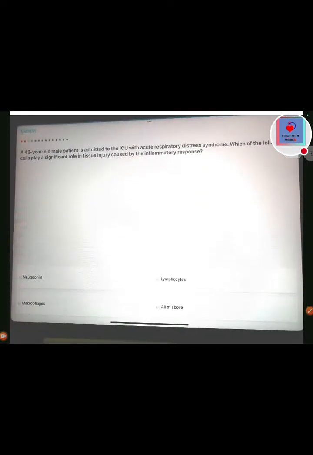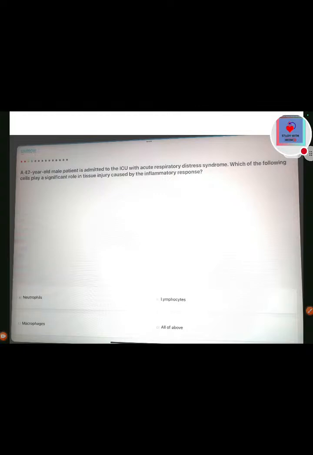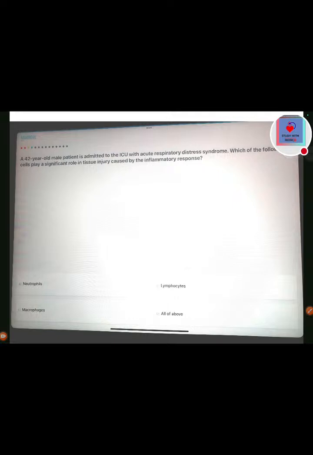A 42-year-old male patient is admitted to the ICU with acute respiratory distress syndrome. Which of the following cells play a significant role in tissue injury caused by inflammatory response? So there's a 42-year-old male patient admitted to the ICU with acute respiratory distress syndrome. Which of the following cells play a significant role in tissue injury caused by inflammatory response?